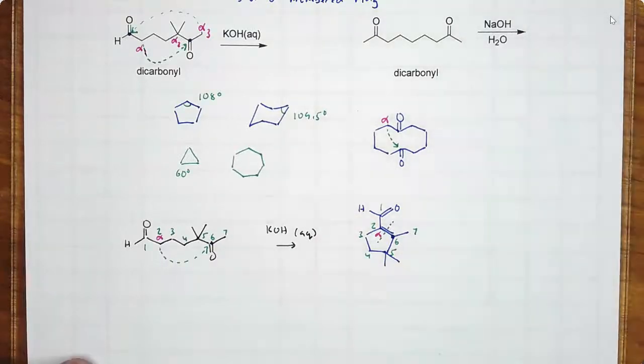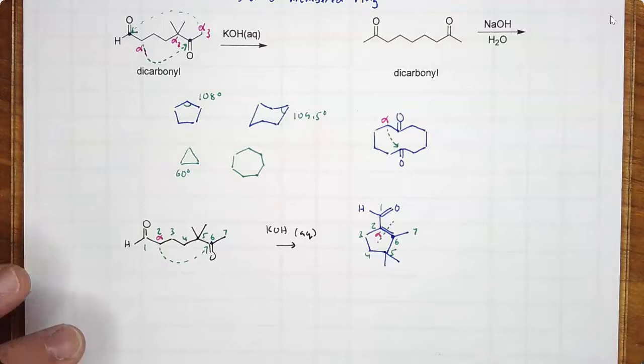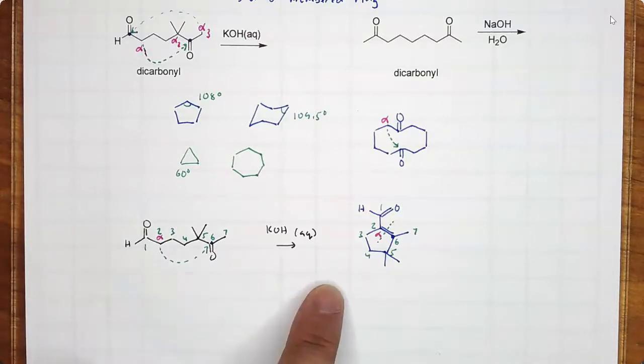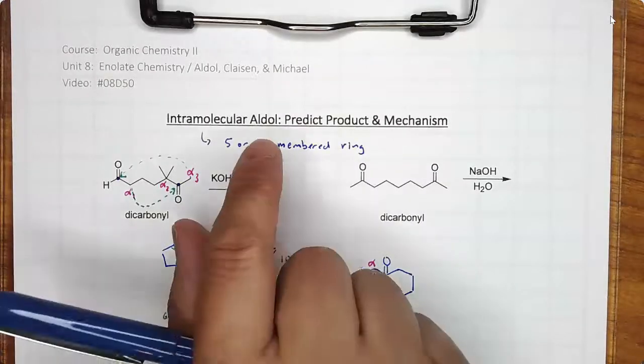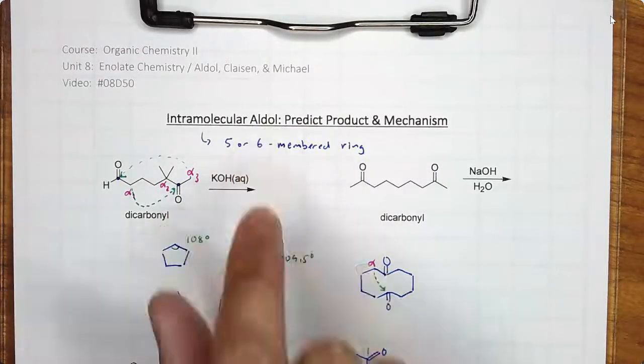Now, if you're asked for the mechanism, remember the aldol condensation is going to be 5 steps, starting with the formation of the enolate. Do you want to try that on your own? Go ahead and pause the video, and then when you come back, you'll see my mechanism for this intramolecular aldol, and it is an aldol condensation. So if you want to add condensation, that's fine.